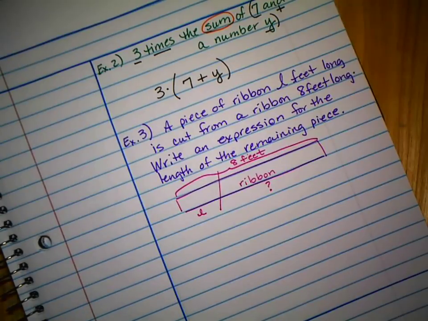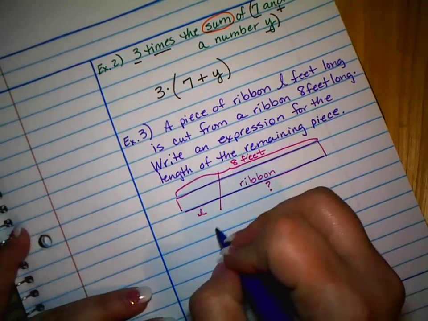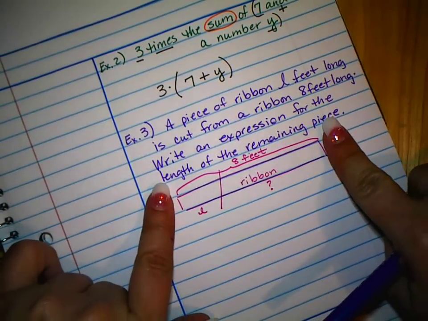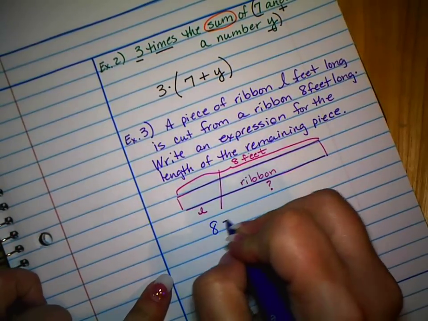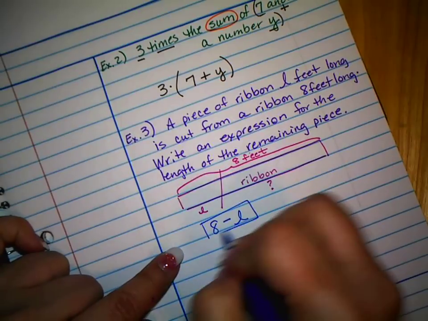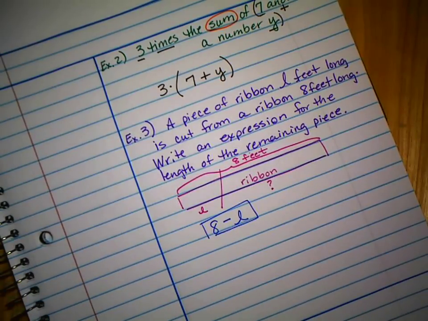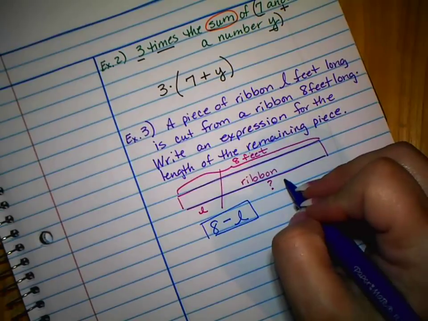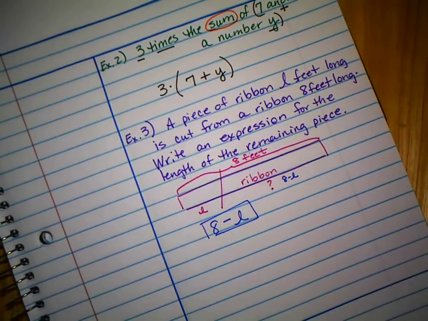This isn't hard to do because you want to do 8, the total length, 8 minus what you cut off. And there's your expression. That's the remaining piece. That is what this would be here. 8 minus L.